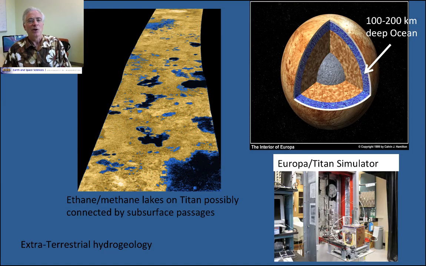On Titan, we have a very unusual situation in which the rocky crust is, the rock is ice, water ice, and the fluids are methane and ethane. And this picture shows you a series of lakes stretched across the surface of Titan. Each of those lakes is probably mostly methane and ethane. The fact that these lakes are almost at the same elevation suggests that there are subsurface passages connecting them, so that there is hydrogeology on the planet of Titan.